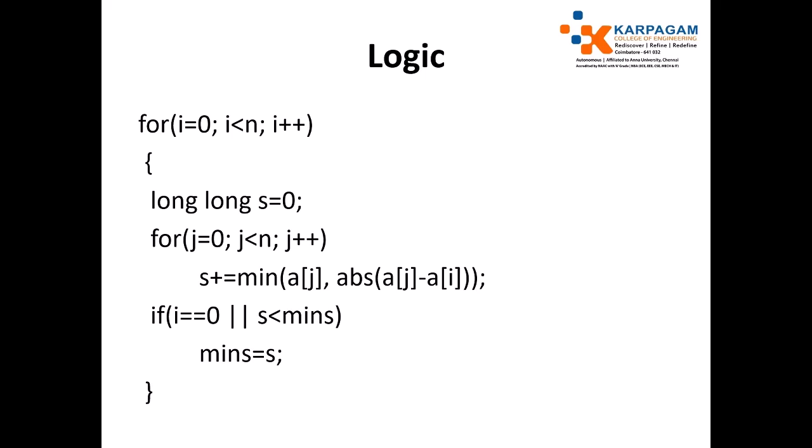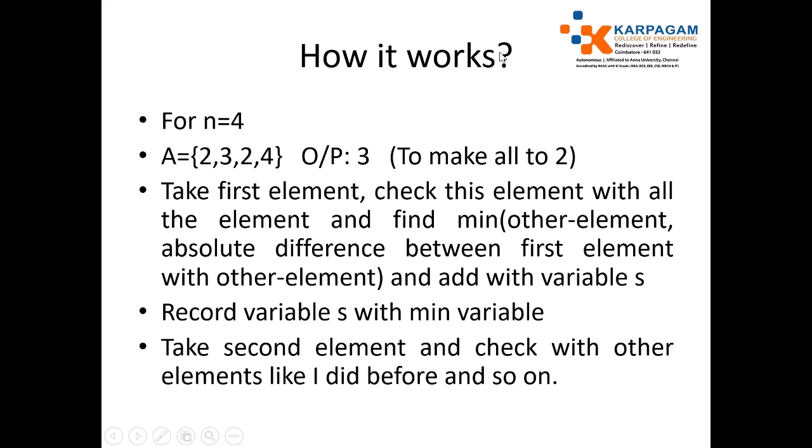For this purpose, we are iterating the loop. Whenever you find the number of operations, you find the minimum here. So in each and every outer pass, we record the minimum number of operations required to make all the elements equal. So this is the concept behind this logic. Let me take an example here, n equal to 4.